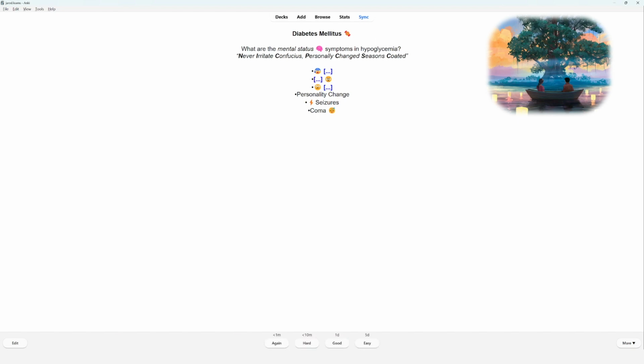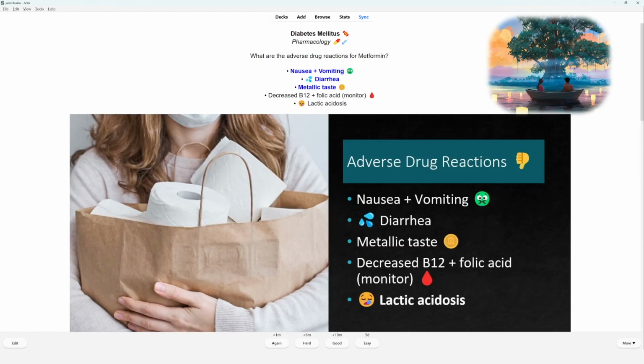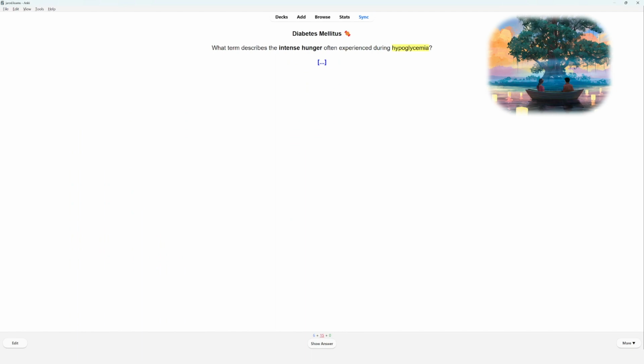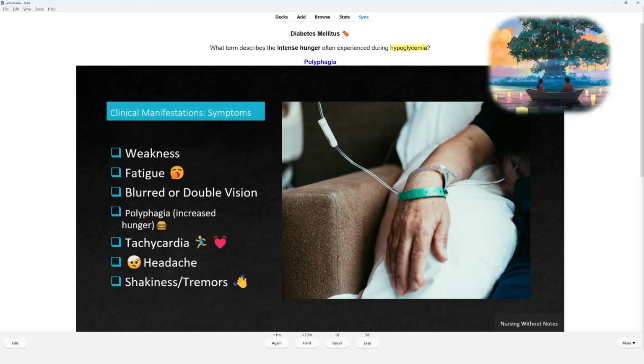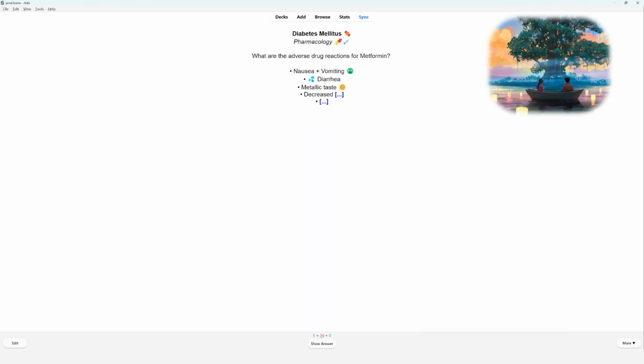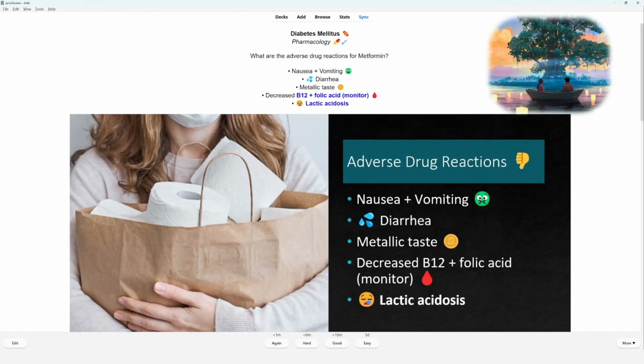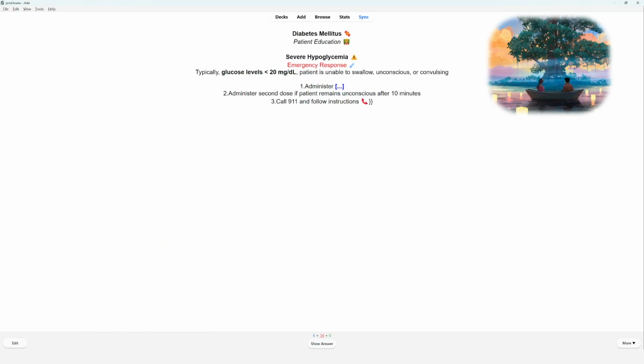Nervousness, irritability, confusion. Nausea, vomiting, metallic taste. What term describes intense hunger often experienced during polydipsia, or polyphagia rather? Decreased B12 and folic acid and lactic acidosis. Administer 1 milligram of glucagon if those levels get below 20.